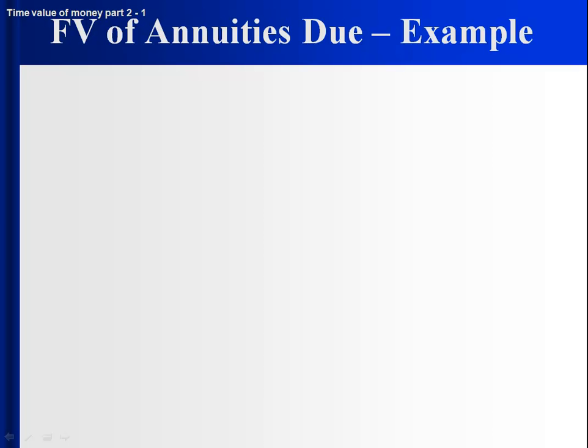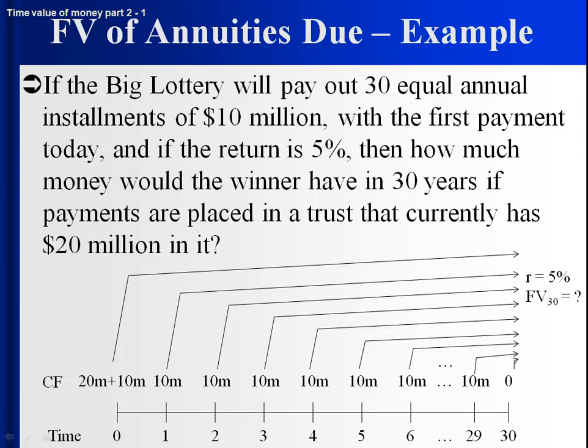Let's run through a few examples with future value of annuities due. So we got the big lottery, pay out 30 equal annual installments of 10 million. First payment today. So 10 million today, 10 million in a year, 10 million in two, and if there's 30, the last one is in 29 years.